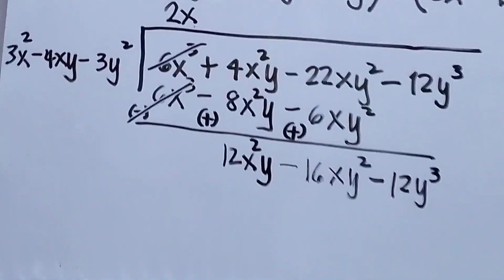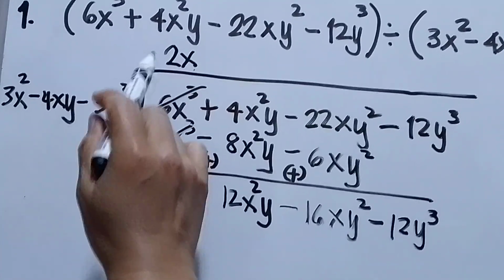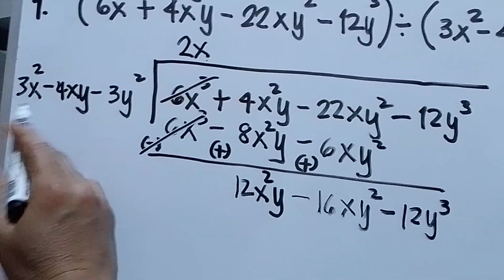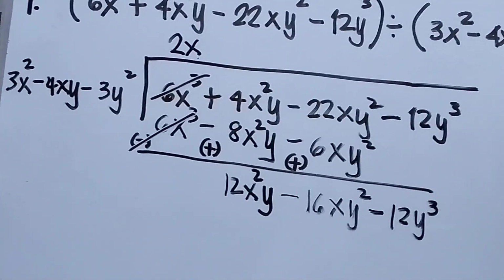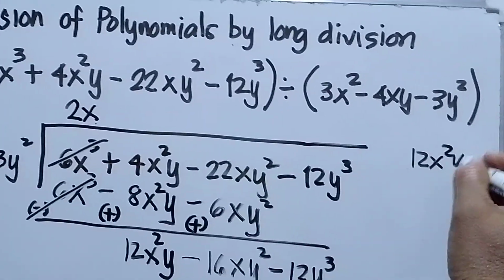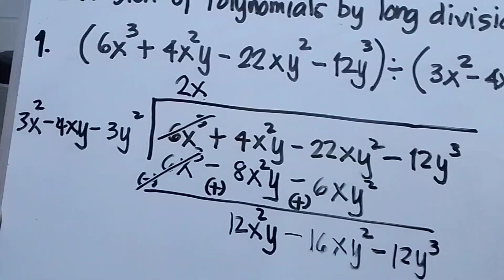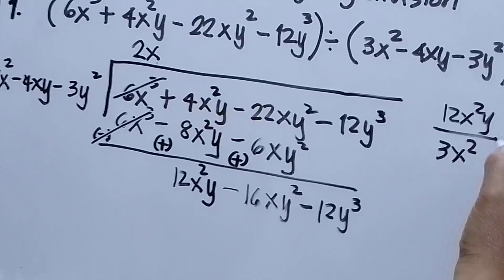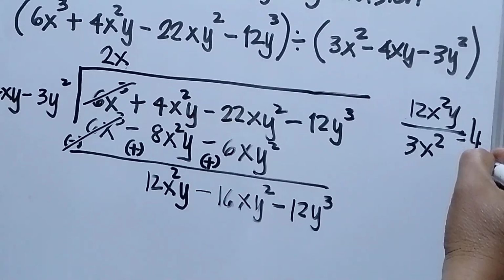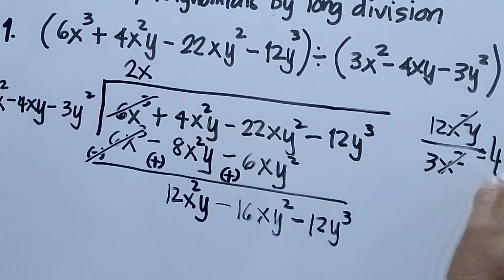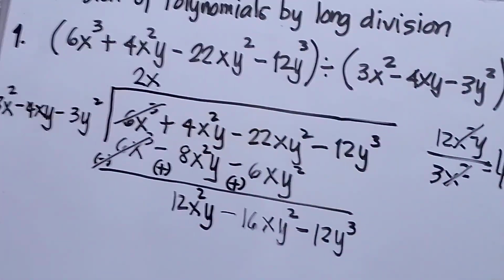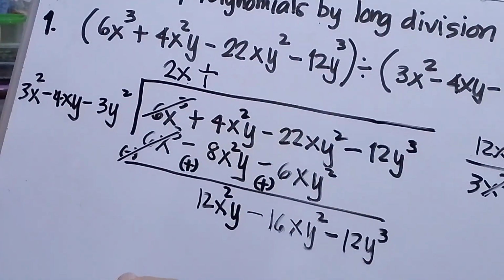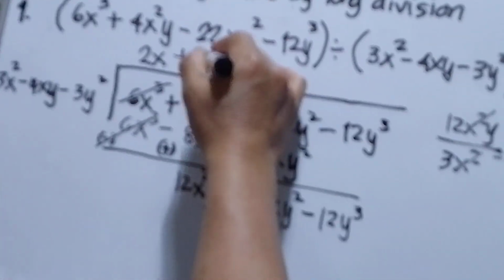Okay, the same as what we did in here to get 2x. I need to divide the first term of my new dividend by the first term of the divisor. So 12x squared y is divided by 3x squared. 12 divided by 3 will be 4. This will be crossed out. Then I have to write y in here. Since positive and positive, this will be plus 4y.